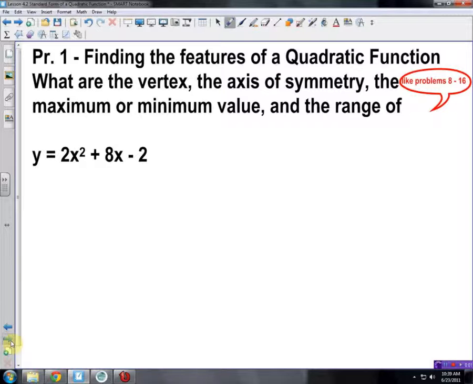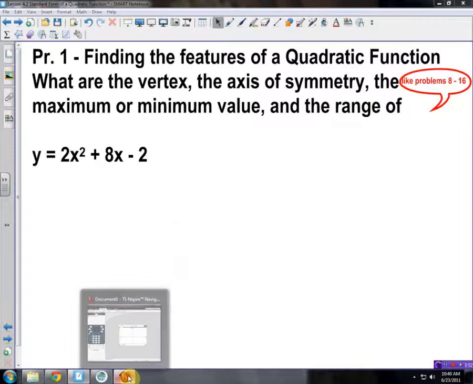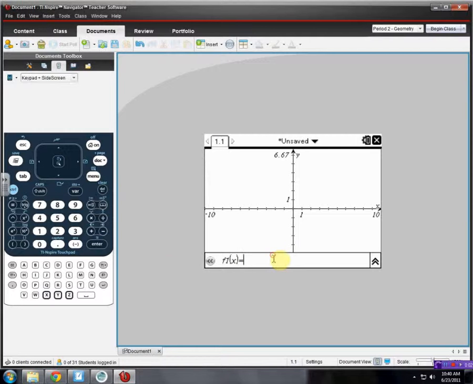All right, so problem one. Problem one, finding the features of a quadratic function. What is it? The vertex, axis of symmetry, maximum or minimum value, and the range of this formula here. Well, what we can do is do this with graphing, because we really have no other tools right now than a graphing calculator. So I'm going to bring up my graphing calculator right now.